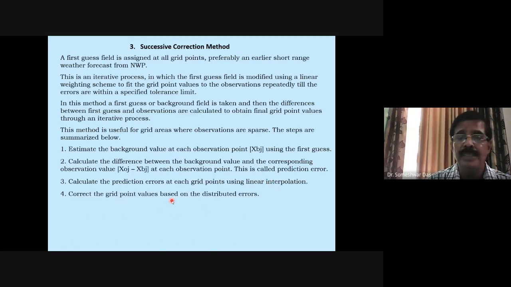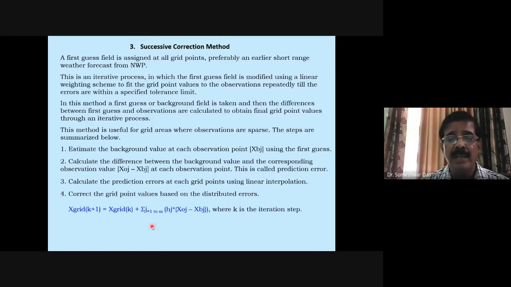Correct the grid point values based on the distributed errors. There are different ways. For example, either you can interpolate the error at the observation grid point, I mean, at the model grid point, or you can interpolate the first guess value itself at the observation grid point. That is rather more accurate, because every time you make an interpolation, you will introduce some interpolation error. So our aim is to have minimum error, as minimum as possible. So correct the grid point values based on the distributed errors.